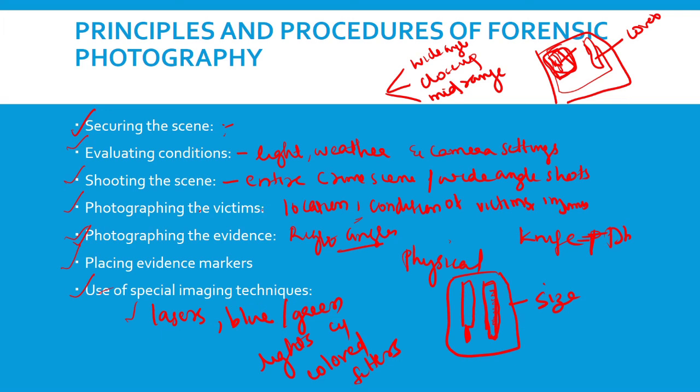So these are the principles and procedures of forensic photography. First one is securing the scene, then evaluating the conditions, shooting the scene, photographing the victims, photographing the evidence, placing evidence markers, and use of special imaging techniques.